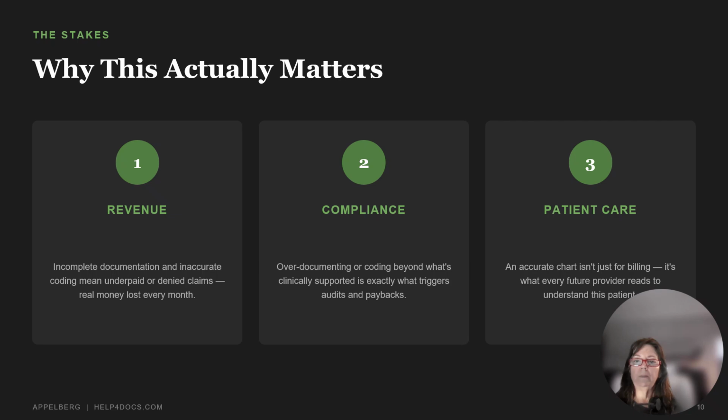So, why encourage it? Documenting or coding what isn't actually supported may draw attention and trigger one of these audits and lead to paybacks, and in serious cases, fraud investigations. So this field lives right in the middle of that tension.